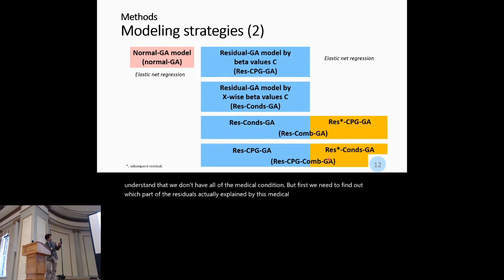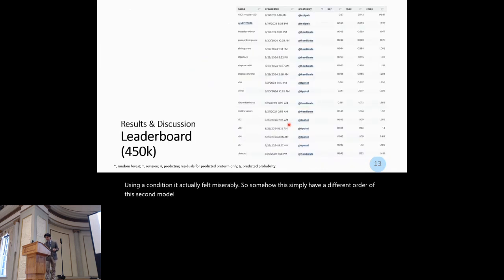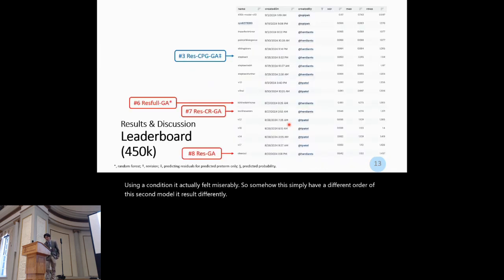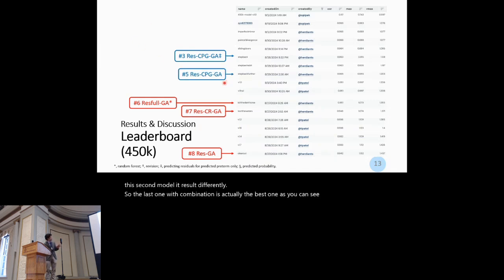Because if we do exactly the opposite order, so we try to use the CPGs first, and then we try to correct the residuals using the conditions, it actually fails miserably. So somehow just having a different order of this stacking model results in different outcomes. So the last one, with the combination, is actually the best one. As you can see here, this blue one.